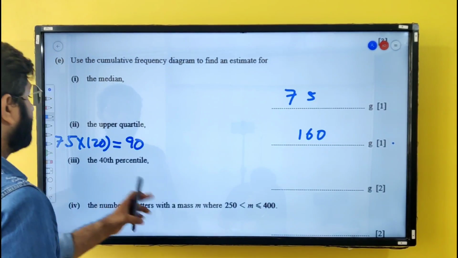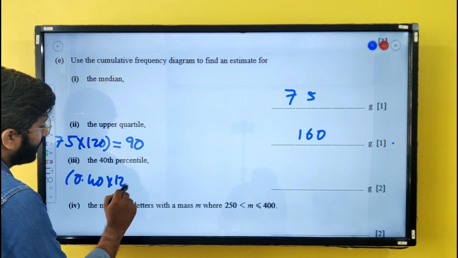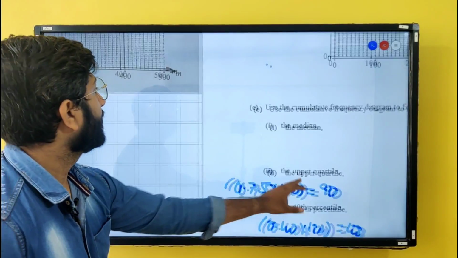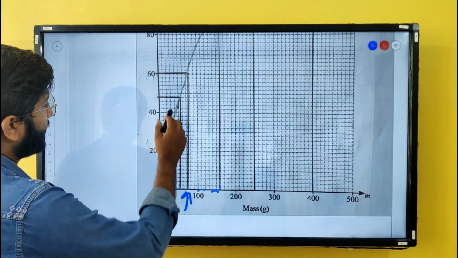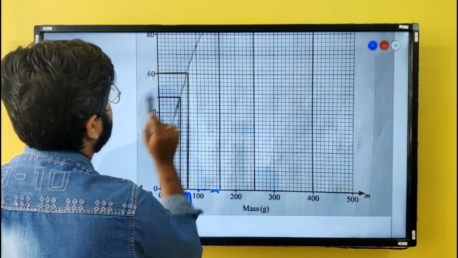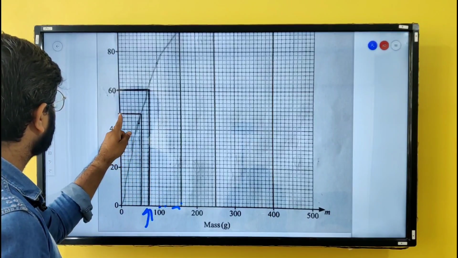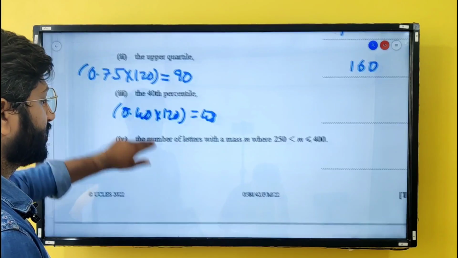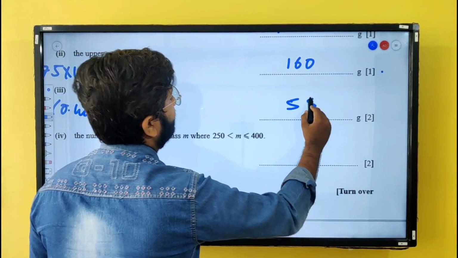160. 40th percentile. 40th percentile means 0.40 into 120. This should be 48. Right. So at 48, just below 50, you have between 10, 20, 30, 40, 50 and 60. Between 50 and 60. Let me once again reconfirm: 10, 20, 30, 40, 50. Yes, between 50 and 60. So I am writing the 40th percentile as 55.